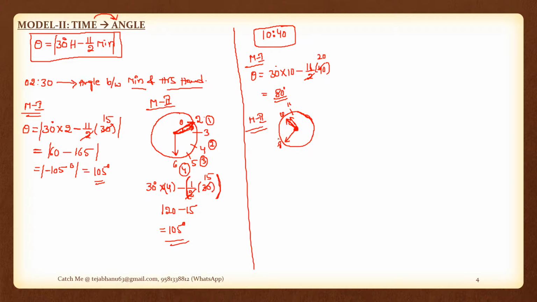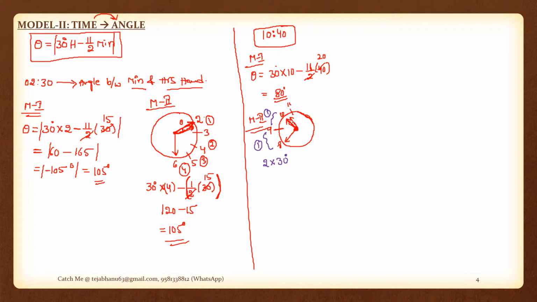Am I right or not? 10 and 11. See, now have a look at it. Between 8 and 10, 9 hours will be present. That means this is 1 hour and this is 1 hour. So total 2 hours. 2 hours into 30 degrees.